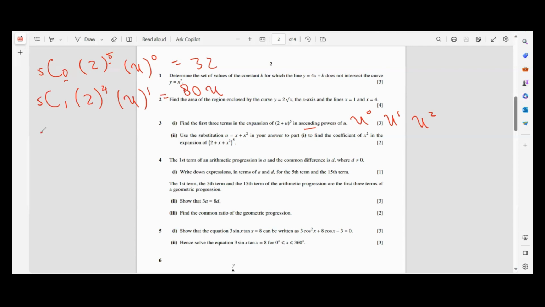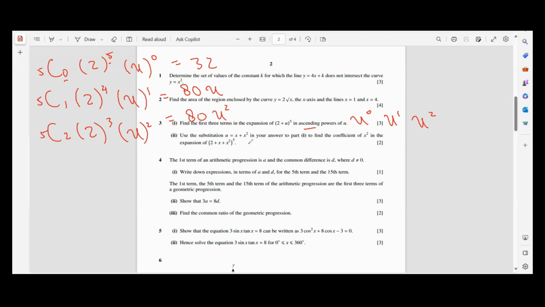And then I will increase the r level again, 5 combination 2, 2 to the power 3, this is u squared. Then this will become 80u squared. That is for the 3i.